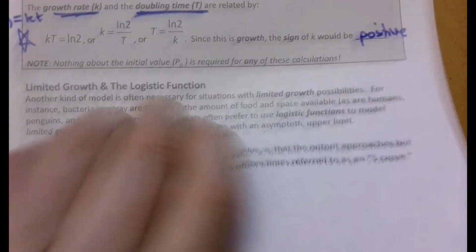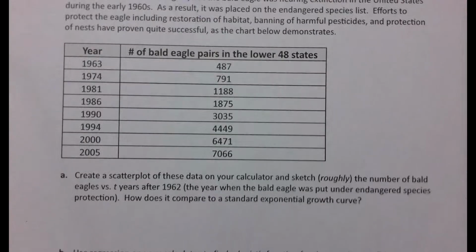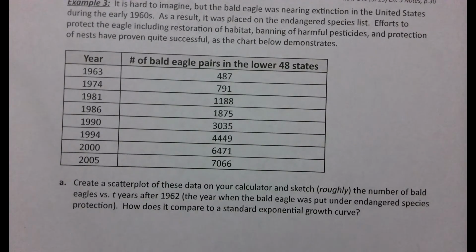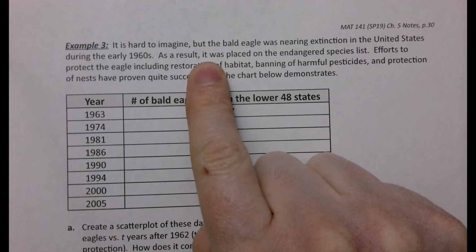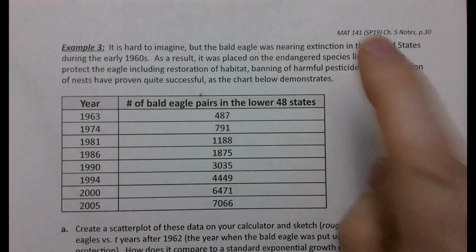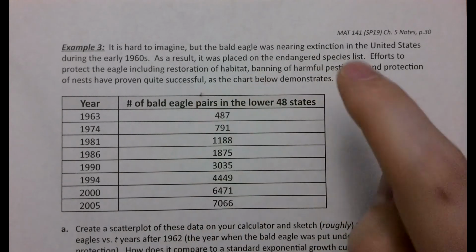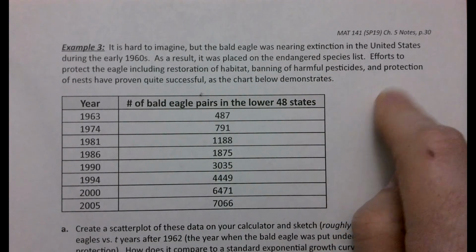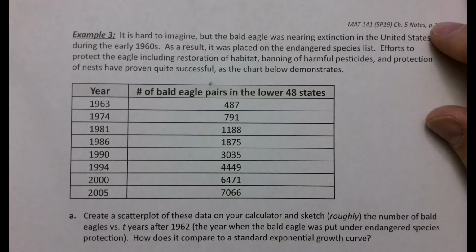So we are going to use Desmos to model what we're told is a logistic function. Apparently bald eagles were near extinction in the US back in the 1960s. So the federal government put them on an endangered species list, and then they put together all these efforts to protect the eagles. They restored their habitat, got rid of pesticides, and made it illegal to kill them in any way, all kinds of things like that.